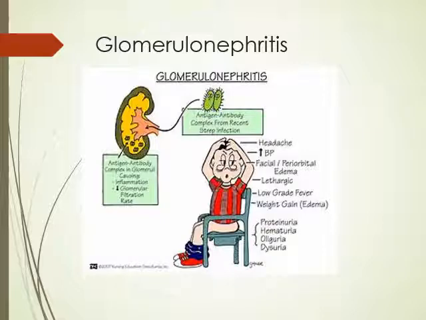Here is all the different things that can happen, the clinical manifestations of glomerular nephritis, and note there is a lot of edema, elevated blood pressure, low-grade fever, weight gain, of course, from the edema, and all the things that would be in the urine: proteinuria, blood in the urine, decreased urine output, and painful urination.